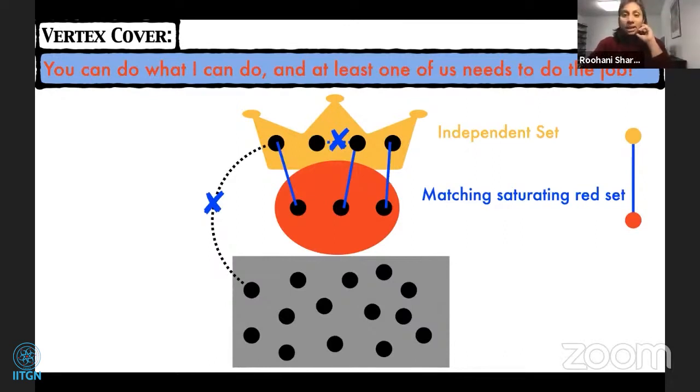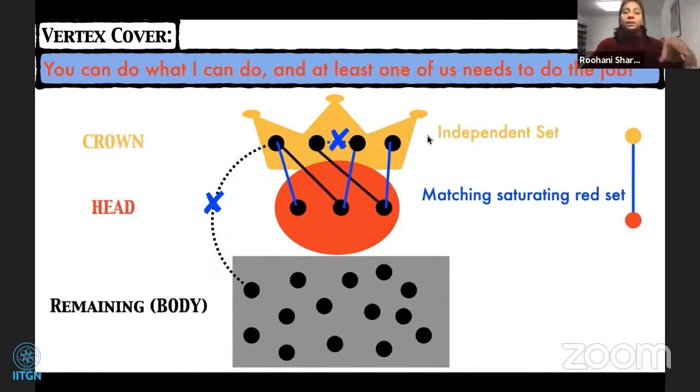And this structure has a name. In particular, the yellow part is called the crown, the red part is called the head, and the remaining part is called the body. And the properties of these sets are as I wrote here. So if the graph admits such a decomposition, then for the vertex cover problem, we can always choose to pick all the vertices of the head into the solution.